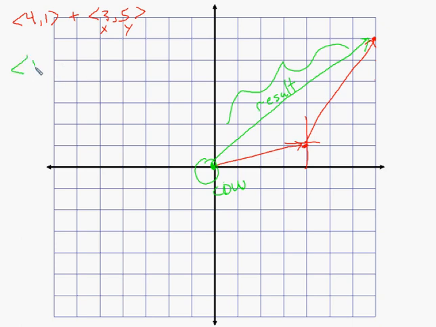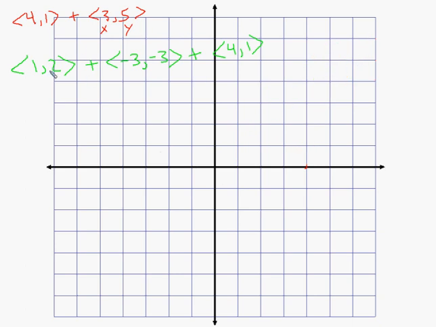So let's say we add a bunch of vectors. 1, 2, plus, let's go negative 3, negative 3, and let's add a third vector, maybe 4, 1 again. Let's add all 3 of those. I still do it the same way. I can just add all of these. So 1 plus negative 3 plus 4. Well, what's that? 2. And 2 minus 3 plus 1. Well, that's going to be 0. So that's my result.